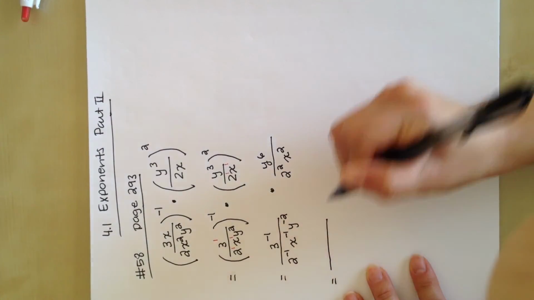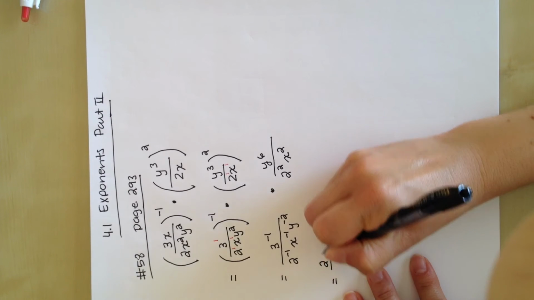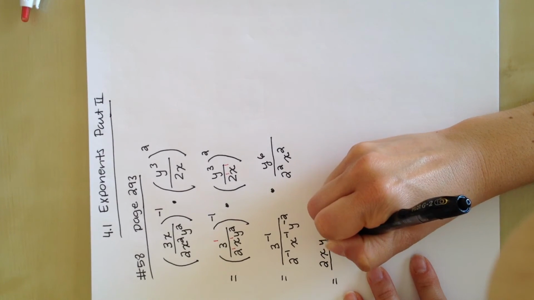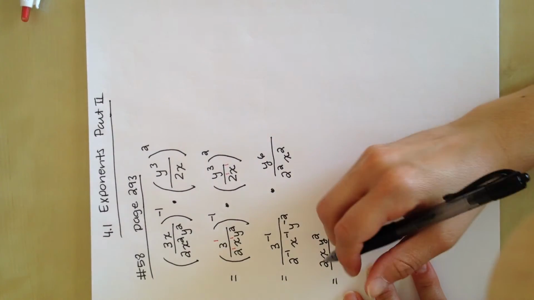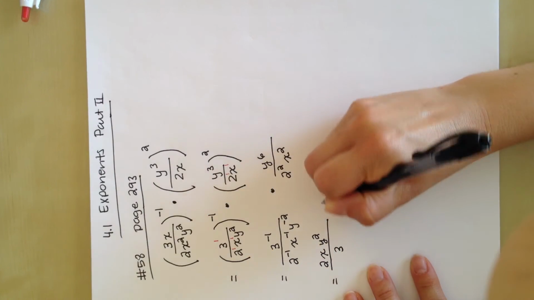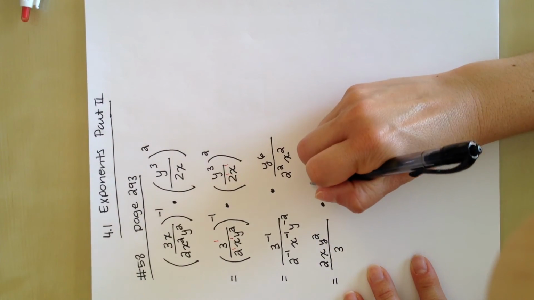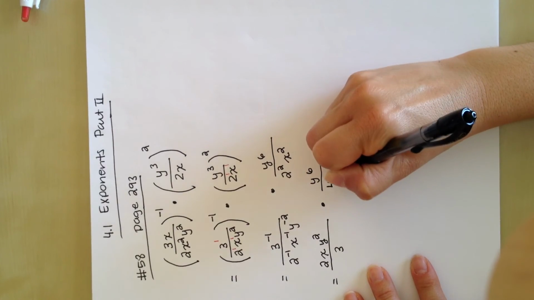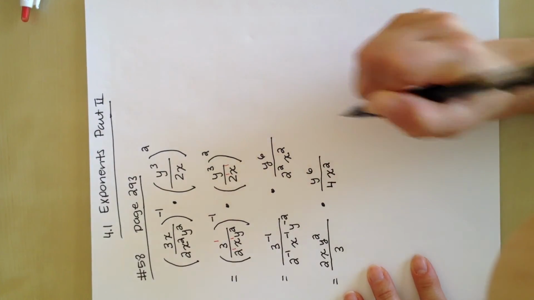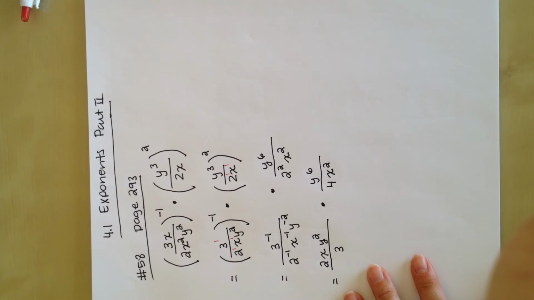Let's rewrite the first fraction, 2xy squared. I do not need to put the 1 exponent anymore. You can if you want, but you don't need to. Over 3 times y to the 6th over 4x squared. Okay, I can just multiply fractions.